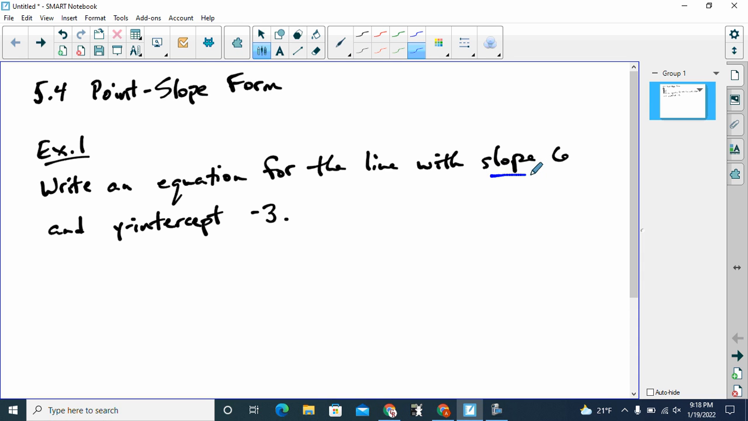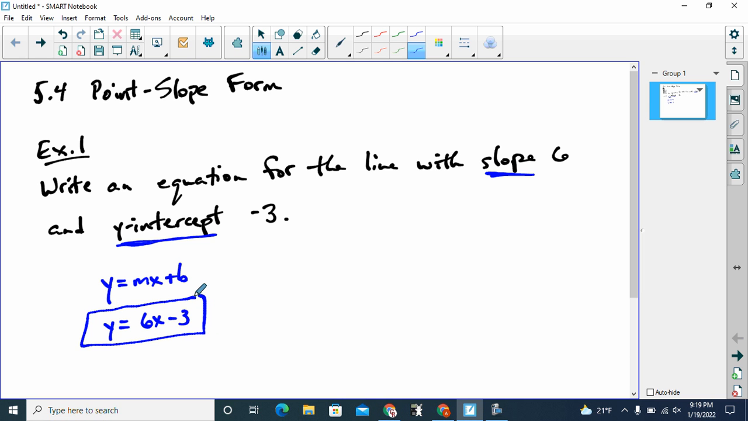So we are given the slope of the equation, and we are given the y-intercept of the equation. So if we have the slope and the y-intercept, we want to start with slope-intercept form. Slope-intercept form, remember, is y equals mx plus b. M is slope. Slope is 6. So I'm just going to put 6 in for m. B is y-intercept. -3 goes in for b. Y equals 6x minus 3. Easy enough. We had one similar to that last class on the quiz. We took notes on problems like that last week.